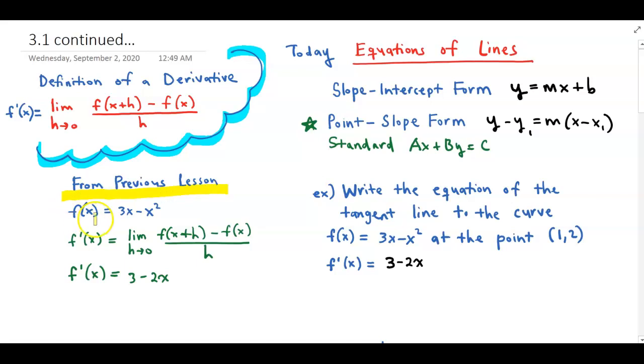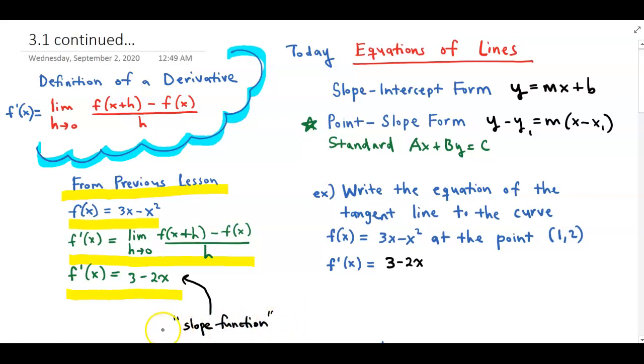From the previous video on 3.1, we were given the function 3x minus x squared, and we had to find the derivative, and we did that using the limiting process, and we got that the derivative of f was 3 minus 2x. So that is our slope function. Anywhere on the graph we can figure out what the slope is using our slope function, using our derivative.